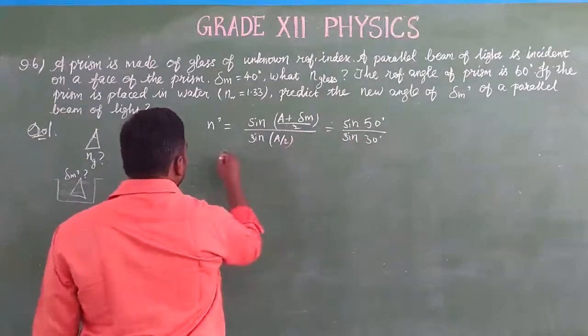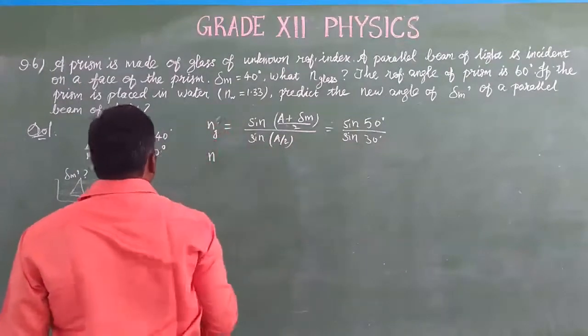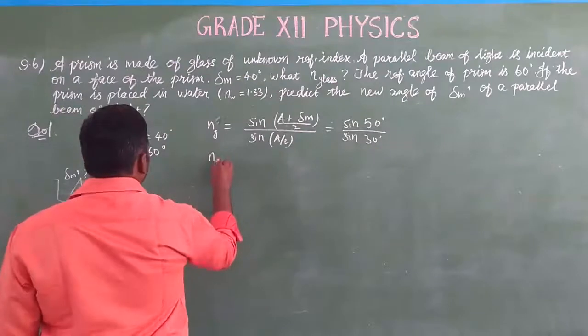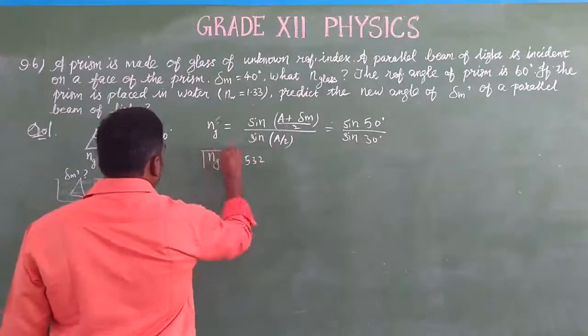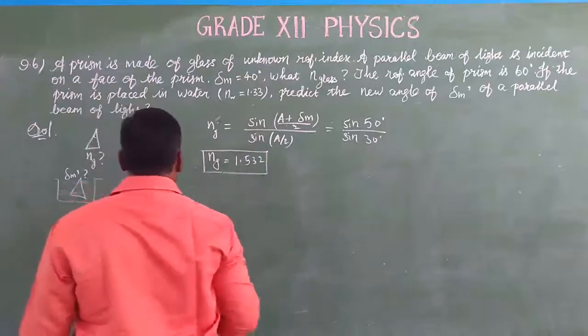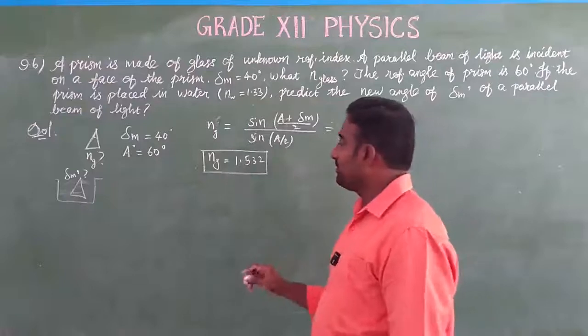So after rearranging, the refractive index of the unknown glass prism, we found it. The refractive index of the glass prism is 1.532. So this is in air. The refractive index of glass with respect to air, we have found it.